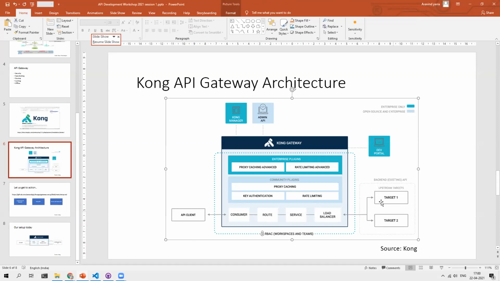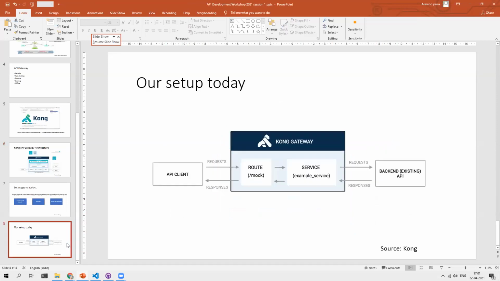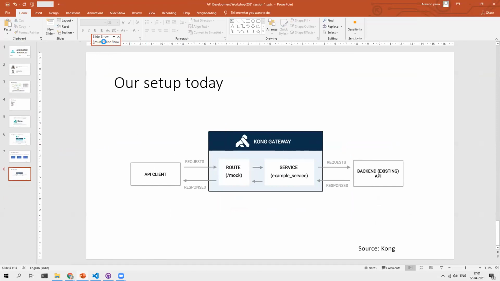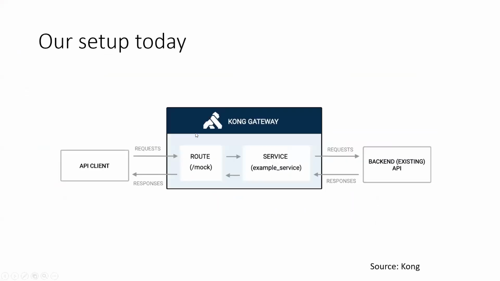That is where the mockbin.org is. Now, this diagram actually gives a clearer picture. As you can see in this diagram, we created a route called mock and a service called mock service, and there is a backend which is mockbin.org, right?